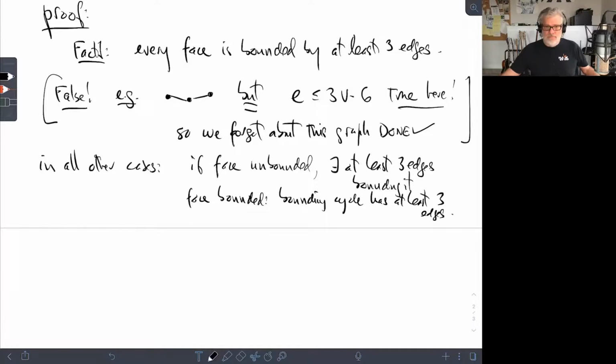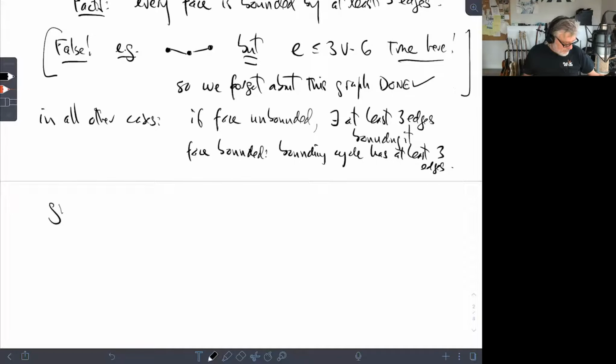If the unbounded thing annoys you, just put the whole thing on a sphere. So either every face has a bounding cycle, or otherwise it looks like a little tree like that. But I've disallowed the smallest case, which has only 2 edges. Any other case will have at least 3 edges, so we're fine. So every face is bounded by at least 3 edges.